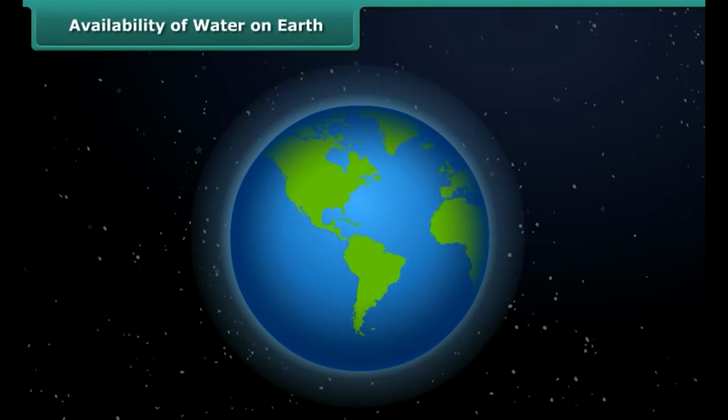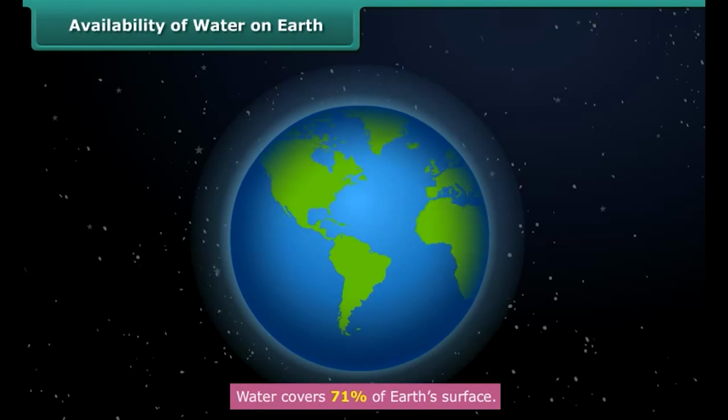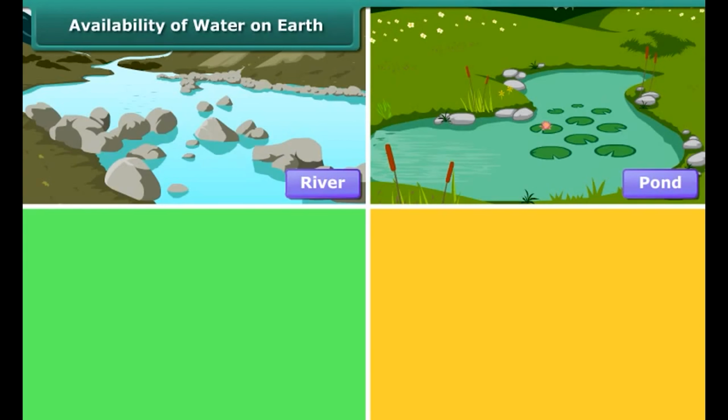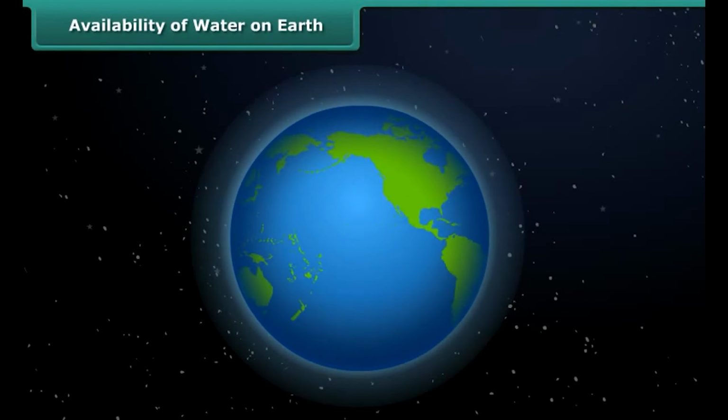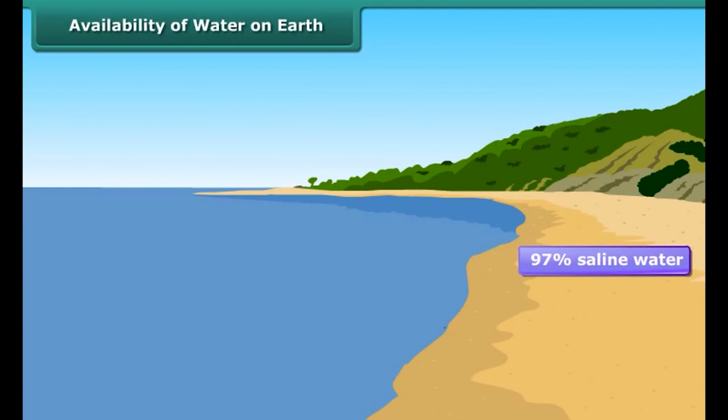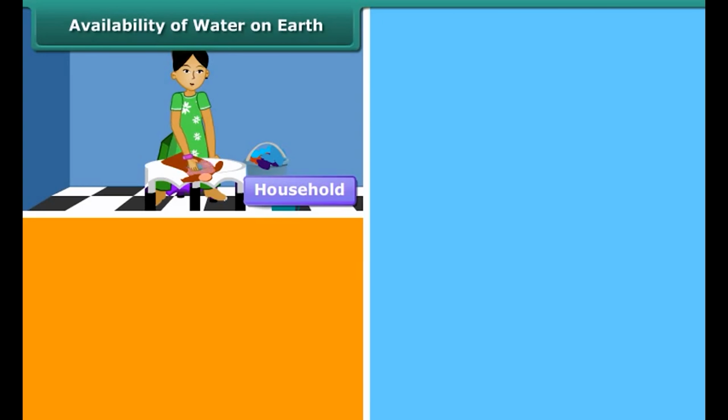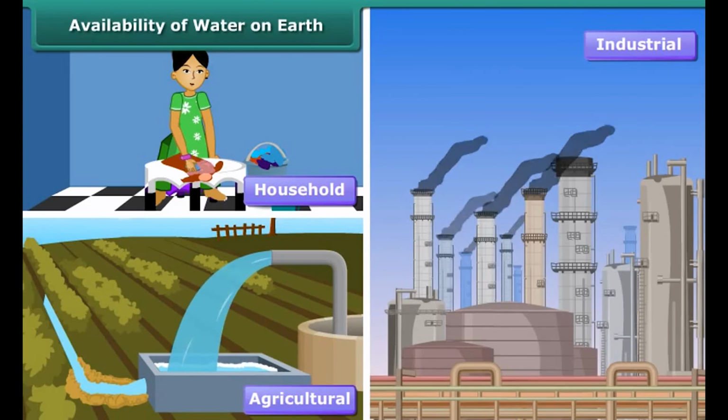Earth is called the blue planet. Can you guess the reason? Yes. Water covers 71% of Earth's surface in the form of rivers, ponds, oceans, and streams, thus making it appear blue in color when seen from space. However, 97% of the total water present on Earth's surface is saline water. Hence, it is fit neither for household consumption nor for agricultural and industrial use.